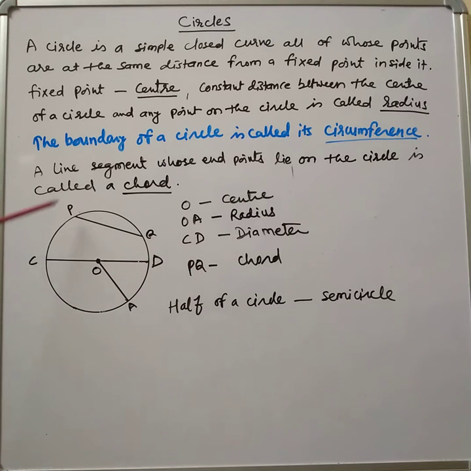See here, a simple closed curve, all of whose points are at the same distance from a fixed point. From this fixed point, all the points are at the same distance. That closed curve is called a circle.